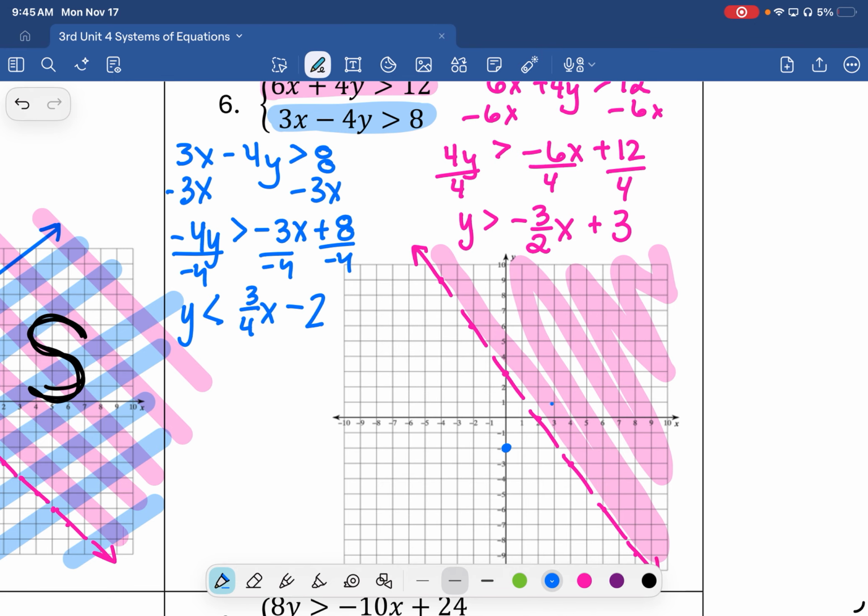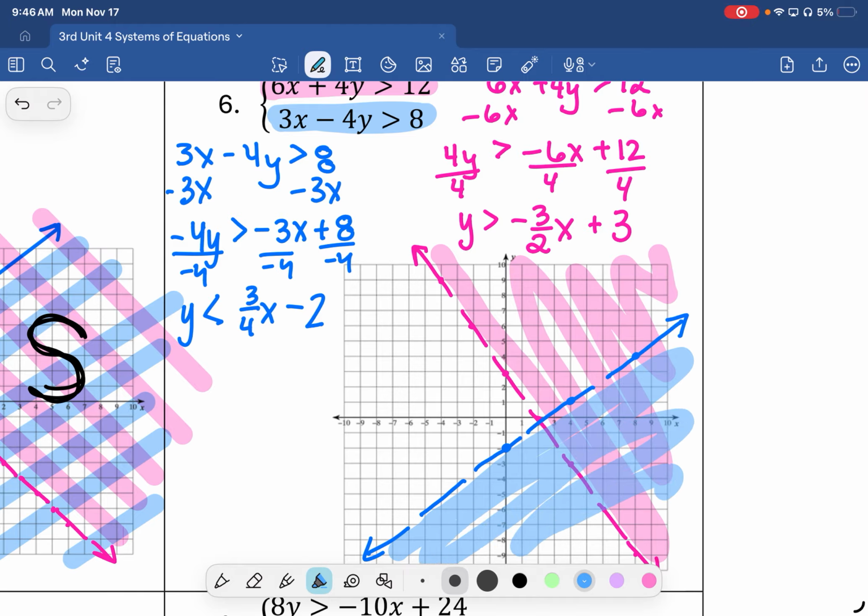3 to the right. Solid or dashed line? Above or below? Below. So our solution is this region. So I want y'all to finish 7, 8, 9, and 10.